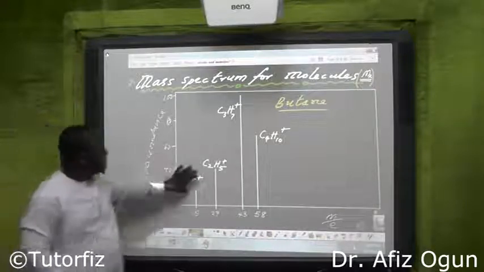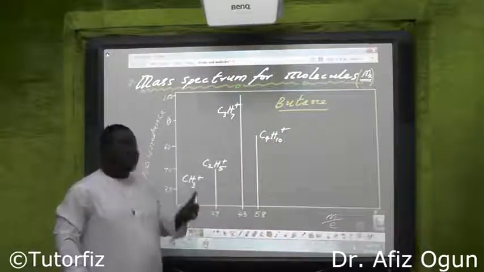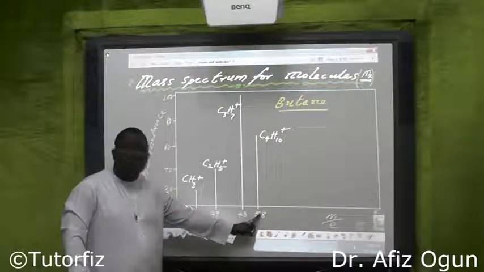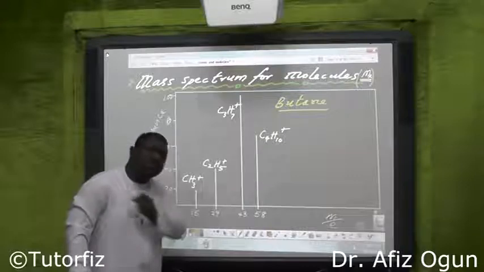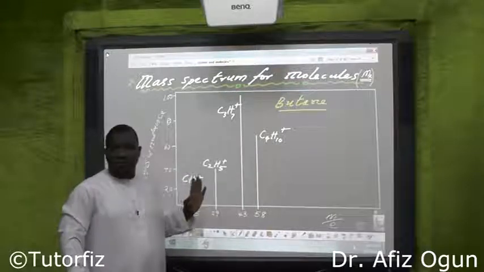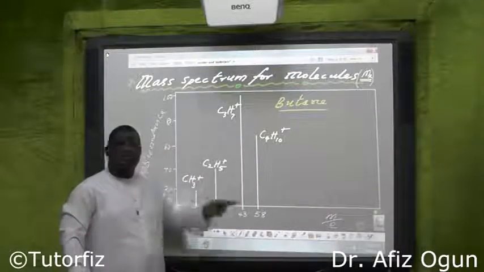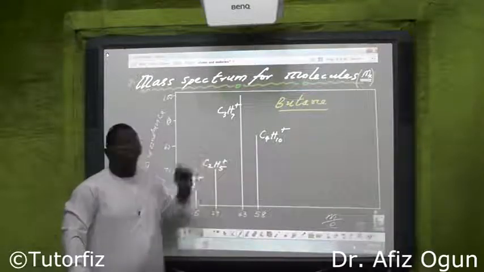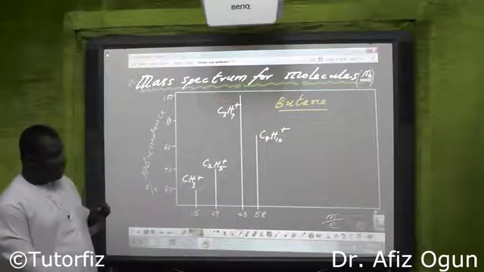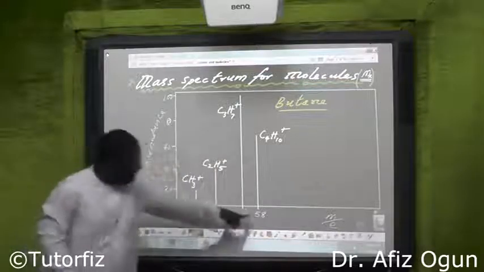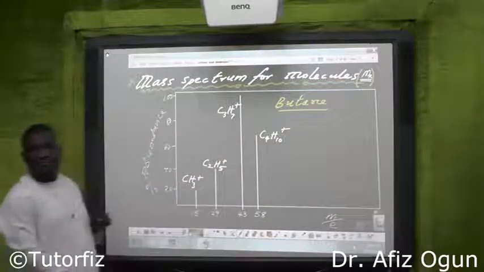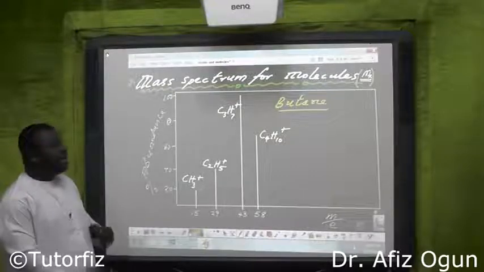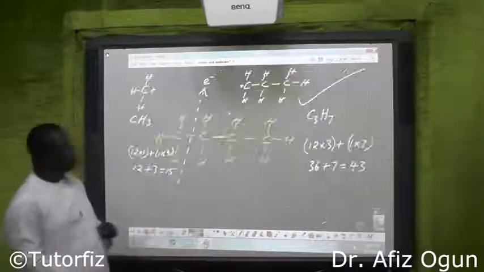So these are fragments. The main thing you are looking for is the last one, where no bond is broken, but an electron is knocked off from one of the atoms. So that is what we are looking for. We are not interested in this, we are interested in this. I hope you understand this. Let's look at another example.